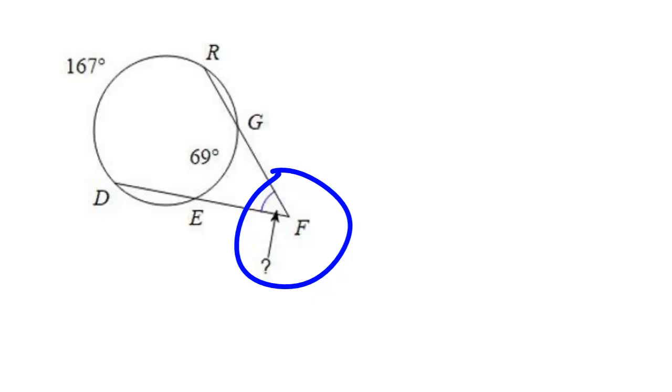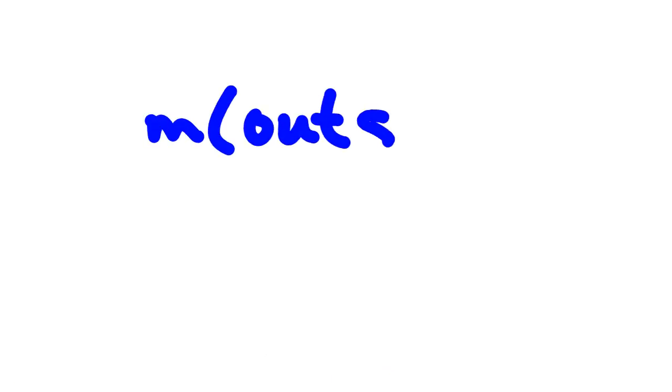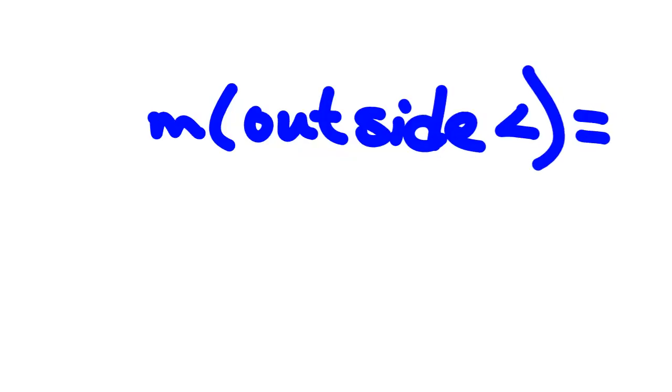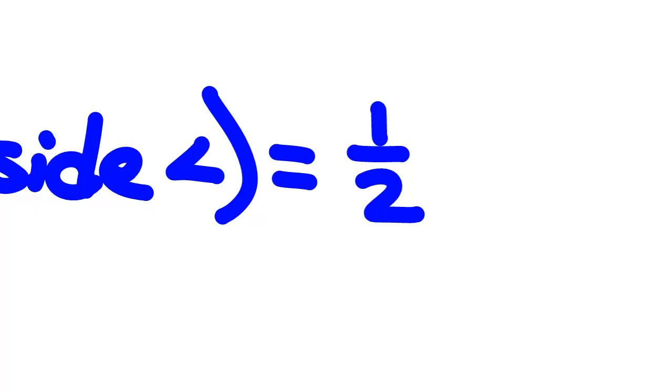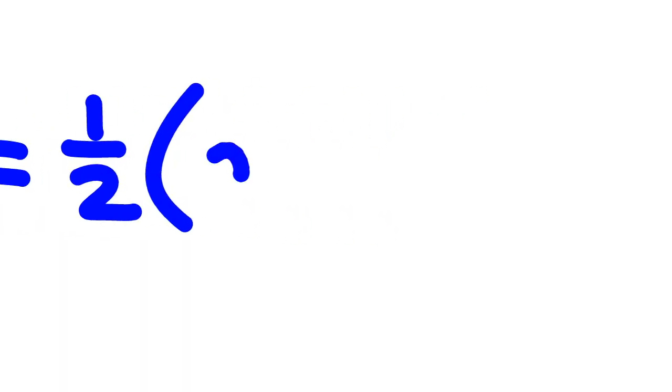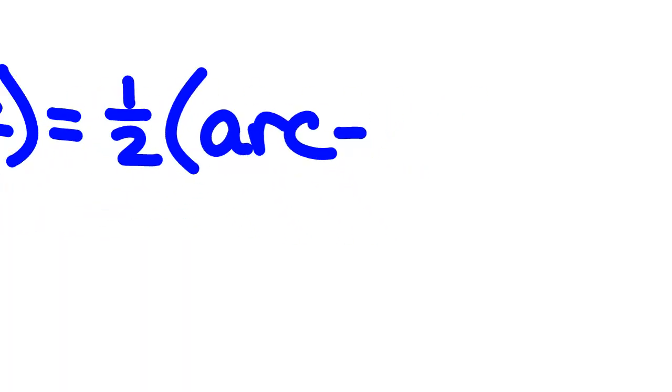This angle out here, is that inside my circle? No, that is an outside angle. We did that problem earlier that was an inside angle. We said the inside angle was half of adding the two arcs together. An outside angle is equal to half of the difference of the two arcs that it intercepts. So arc minus arc.